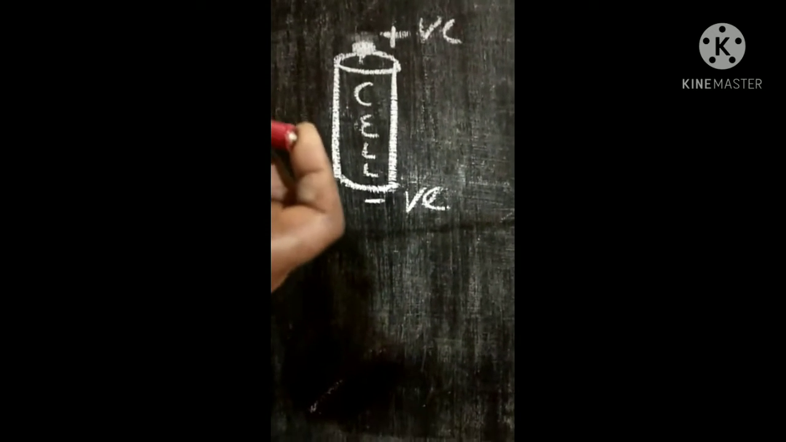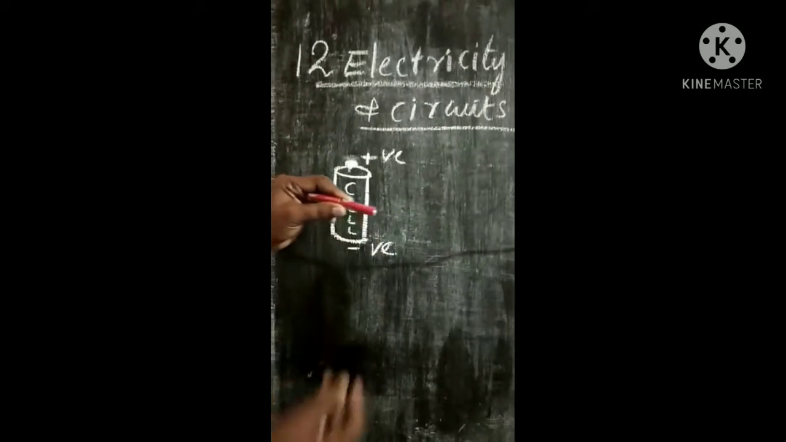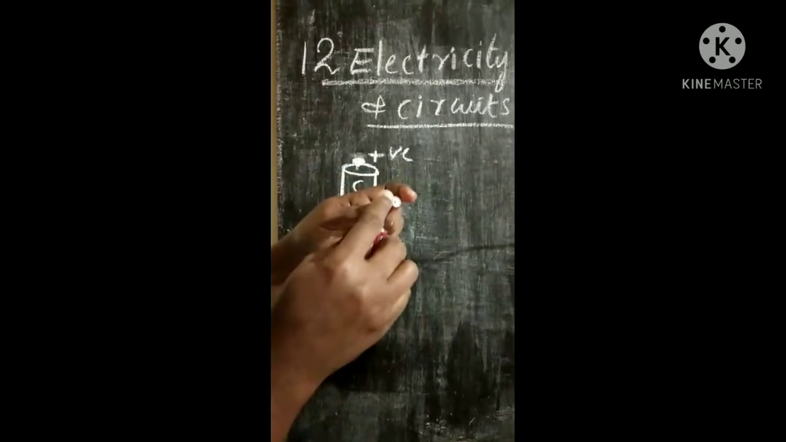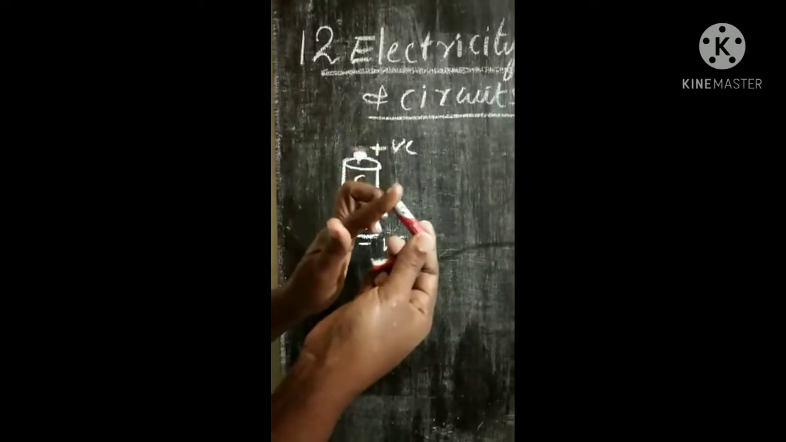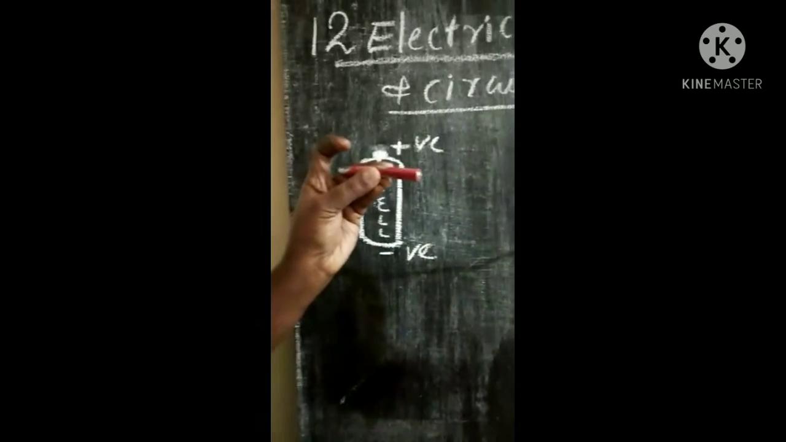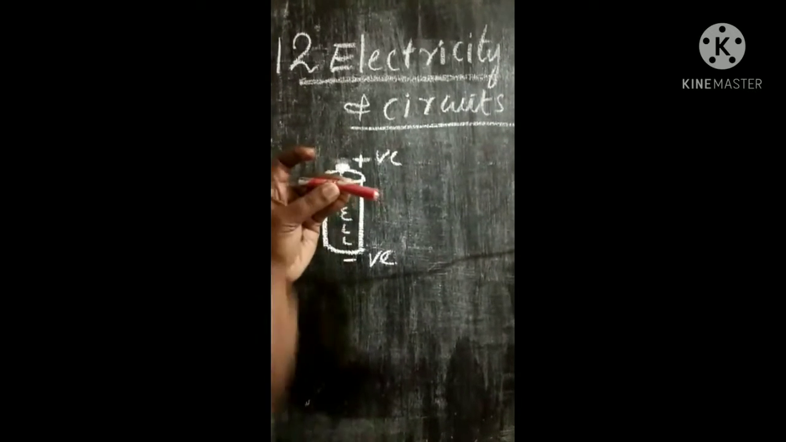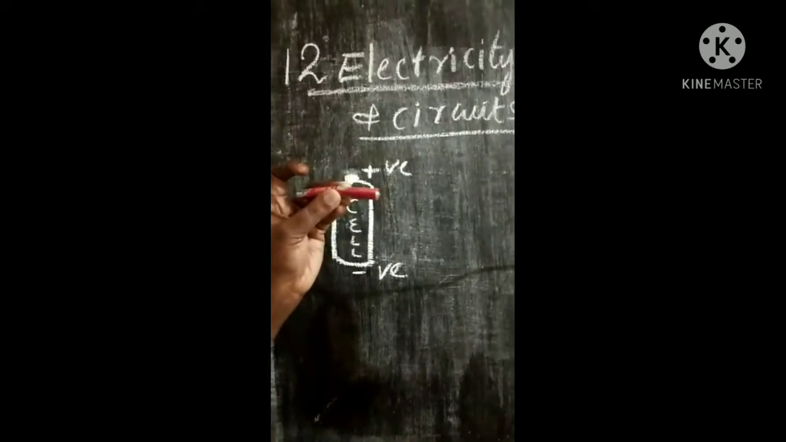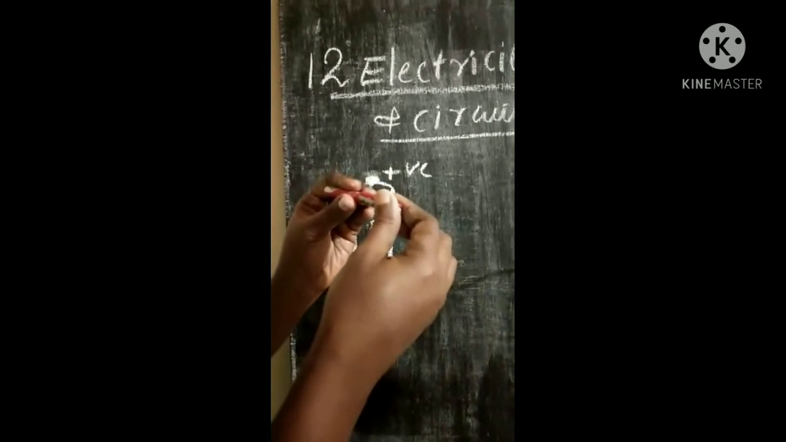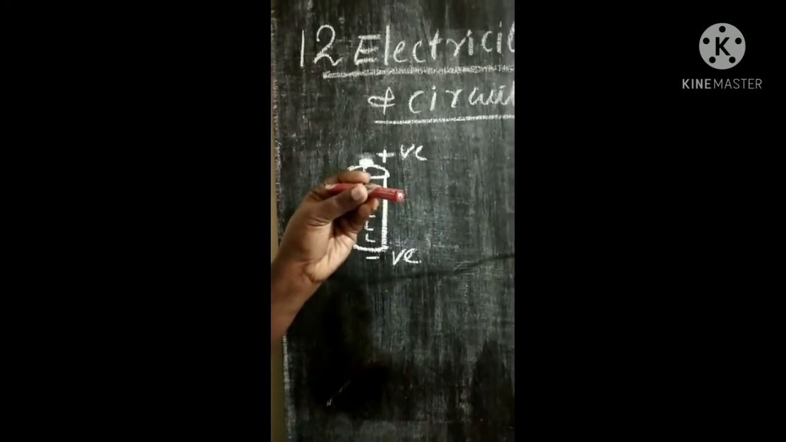And to get more electric current, we can connect the cells like this. This is the positive of the first cell, this is the negative. This is the positive of the second cell, and this is the negative of the second cell. We can join them. Now we call this arrangement a battery. So a battery has a number of cells connected. Here two cells are connected. We call this arrangement a battery. So one cell can give a definite amount of current, but when we increase the number of cells, it can give more and more electrical energy.